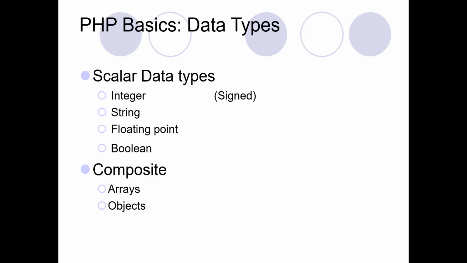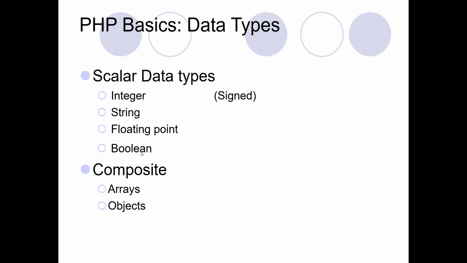In scalar data types, we have integers. Integers are positive or negative numbers. Then we have strings. Strings can be a single character or a series of characters or sentences. Floating points can be numbers with decimals or exponents. Another data type is boolean. Boolean means that this data type will have two values, either true or false.